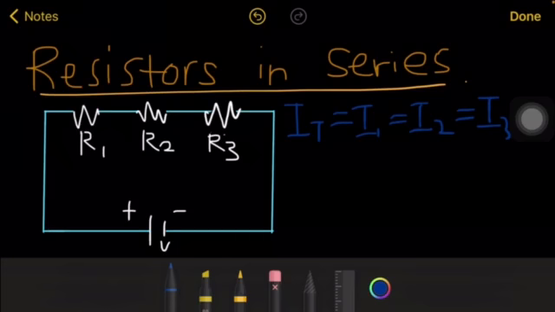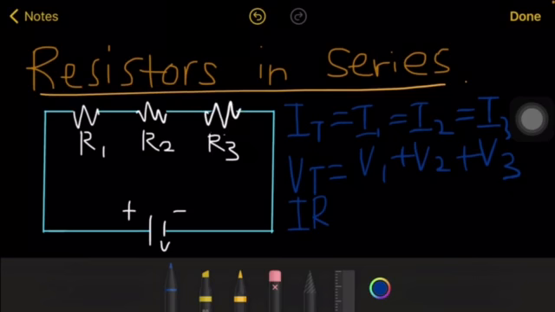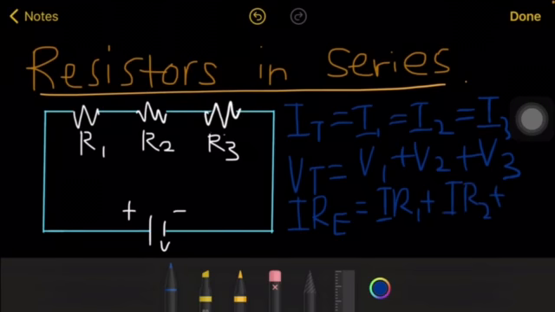But the difference is that the total voltage is shared by the resistors, which is V total equal to V1 plus V2 plus V3. So we get that V total is different. From that we can also calculate the current and resistor, which is IR effective equal to IR1 plus IR2 plus IR3, from the formula V equal to IR.